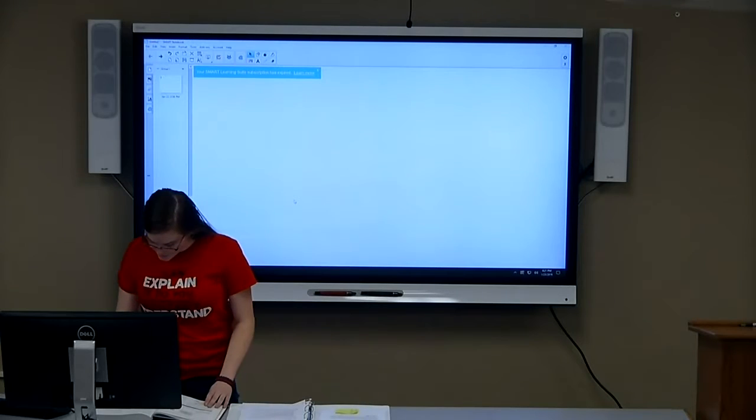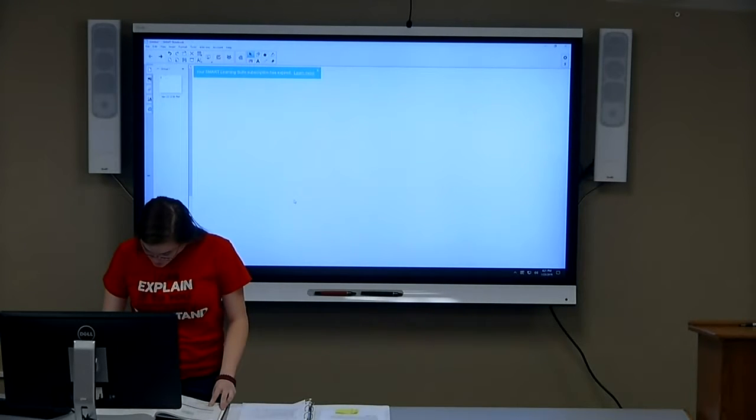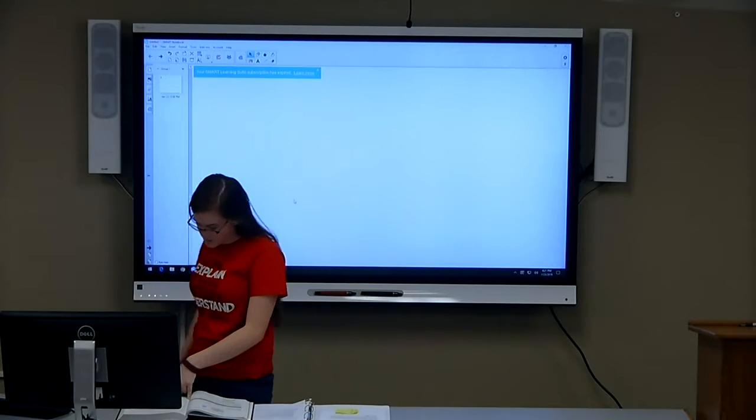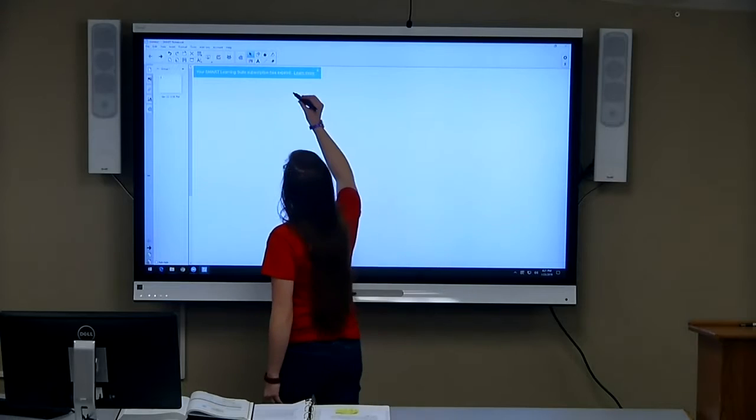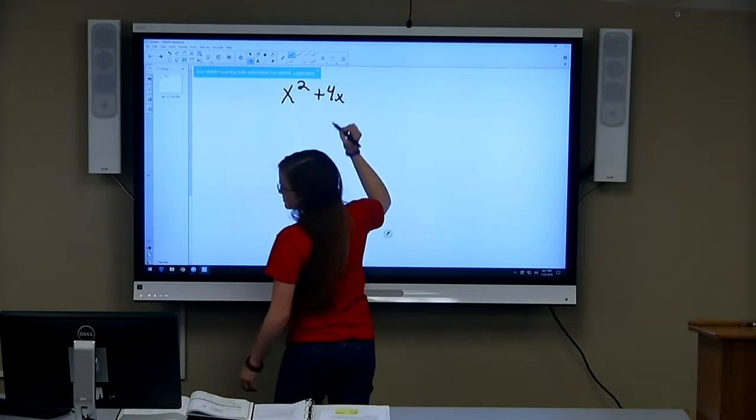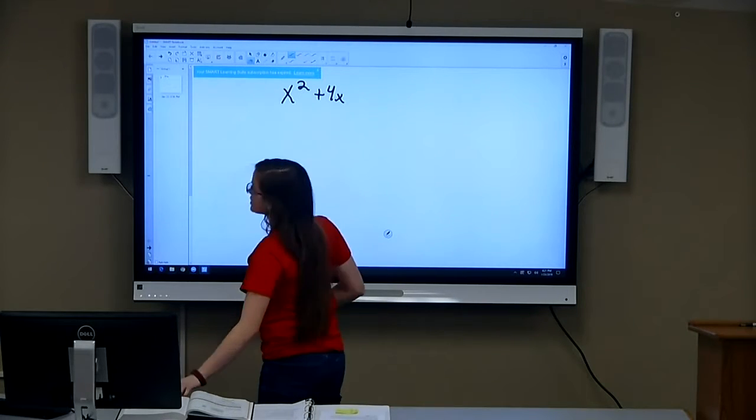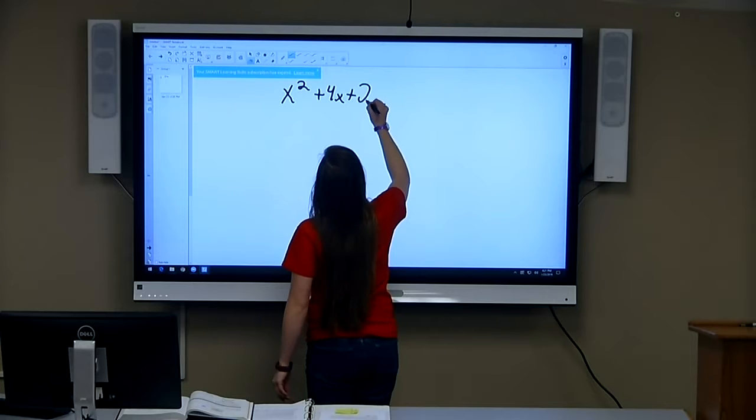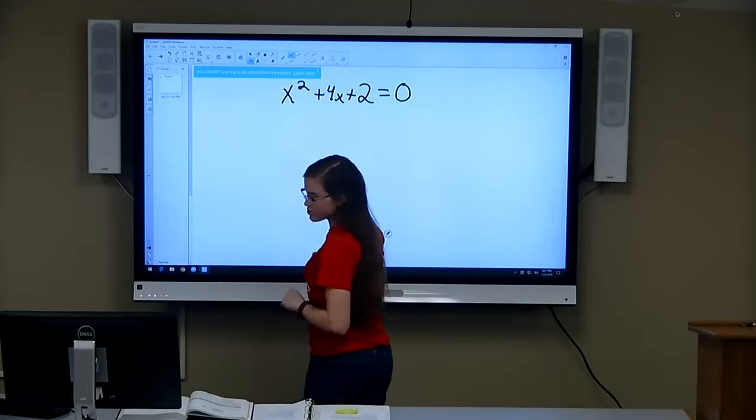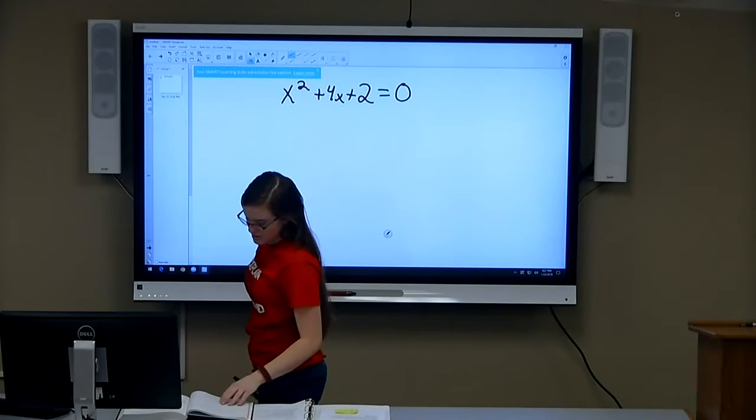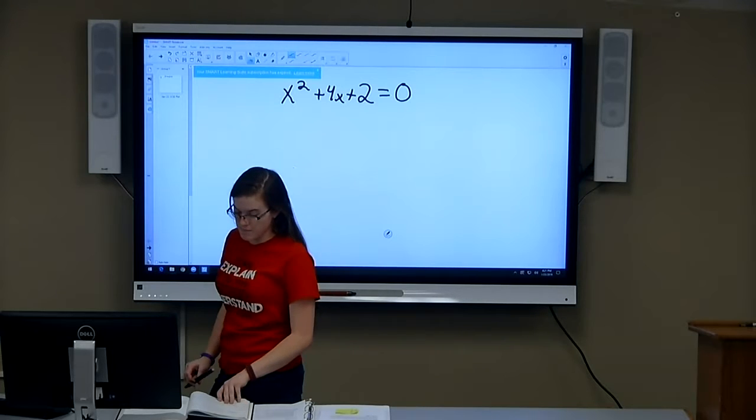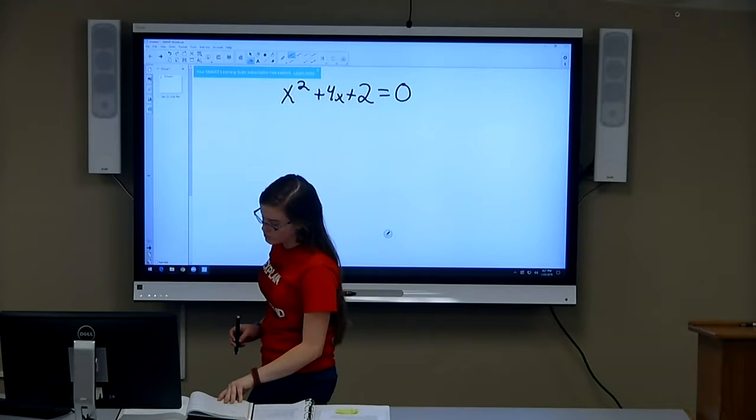The last method we'll be doing will be using the quadratic formula. Number 44 is x squared plus 4x plus 2 equals 0. And you can use the quadratic formula by remembering that x equals -b plus or minus the square root of b squared minus 4ac all over 2a.